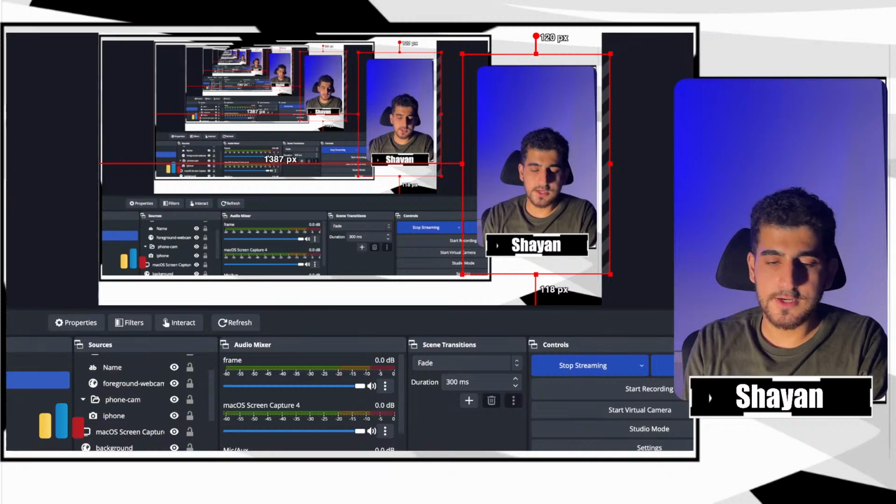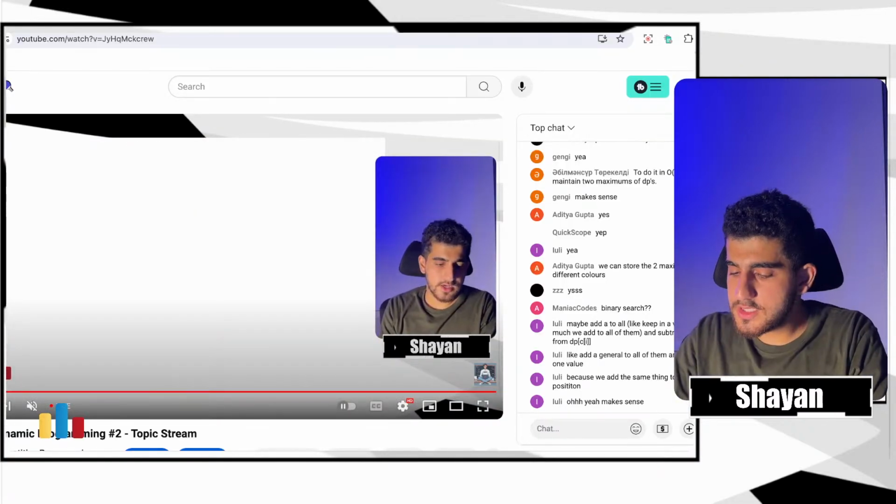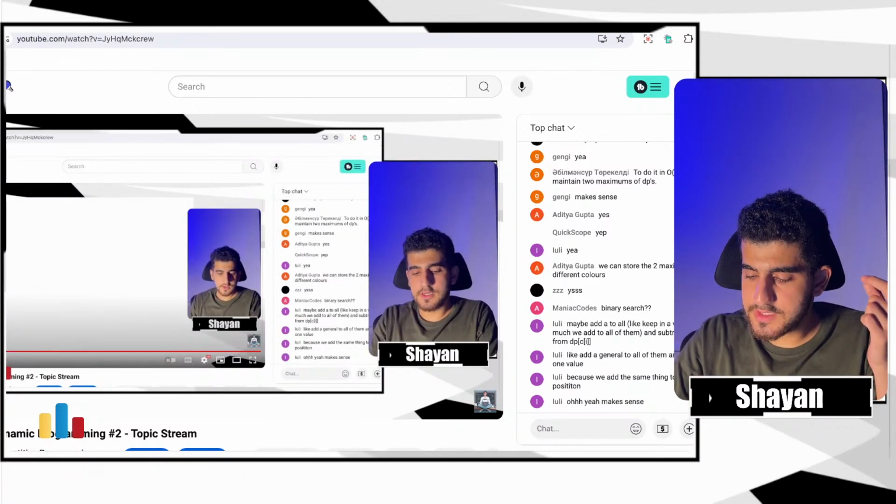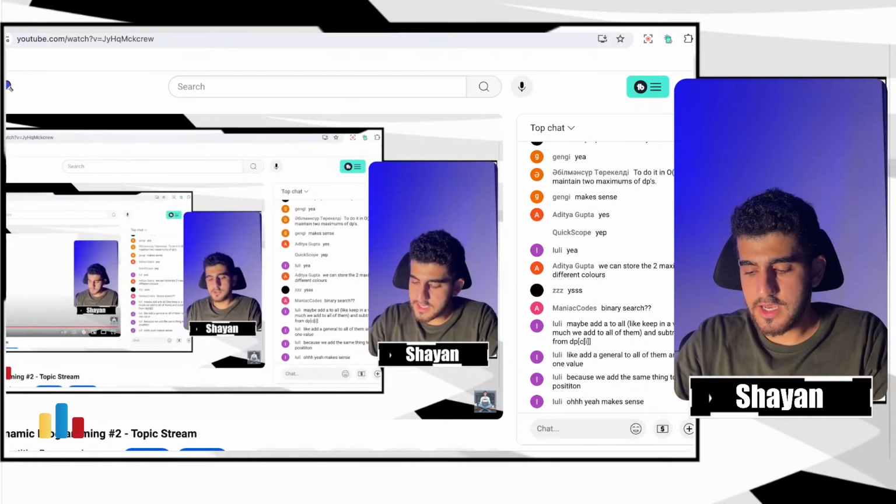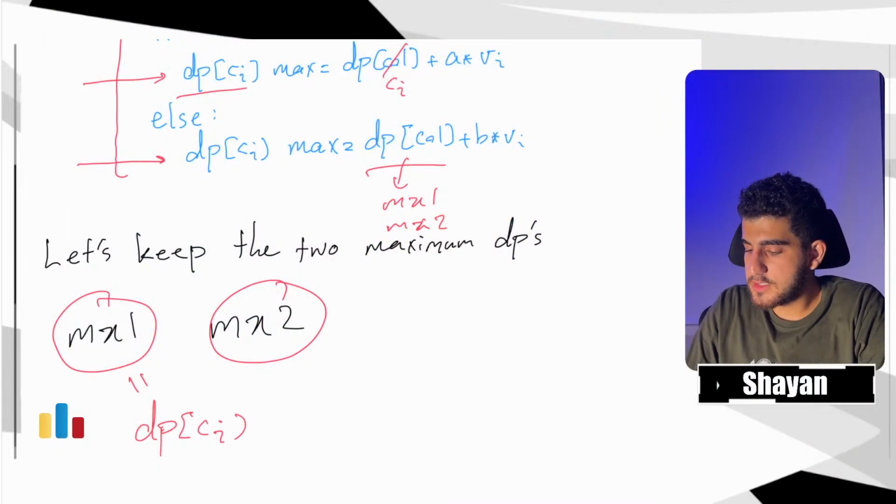Okay, it crashed again. So the point is that I can keep the maximum two DPs. And if I only consider the two maximum DPs, I can just find the maximum one which is not equal to CI. And this way, I can easily find that out and update all the DPs in O of 1. I don't need to have a for loop on all the possible DPs anymore. And this makes our work way easier, right?